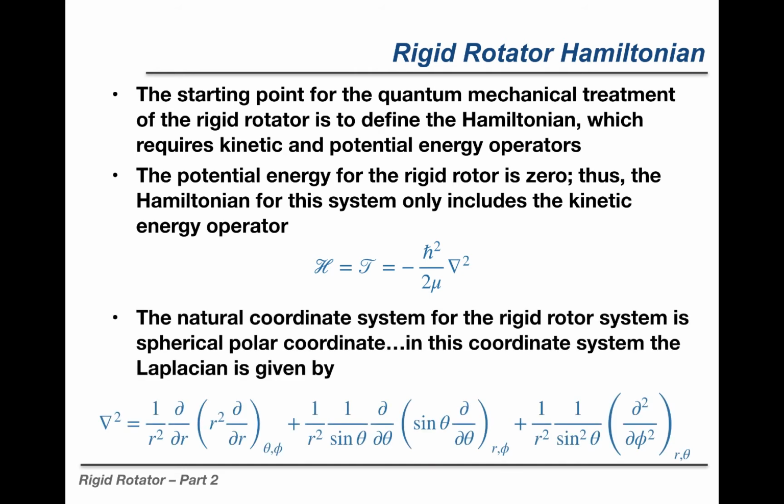Now the natural coordinate system for a rotating system is spherical polar coordinates, and so we can write our Laplacian in terms of r, theta, and phi. And you did this when you studied the previous math chapter in McQuarrie and Simon.